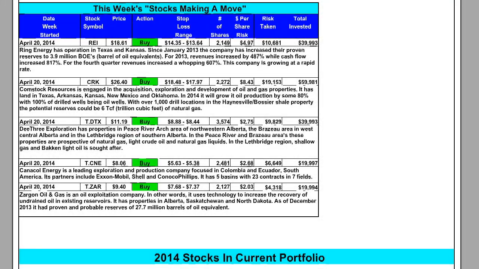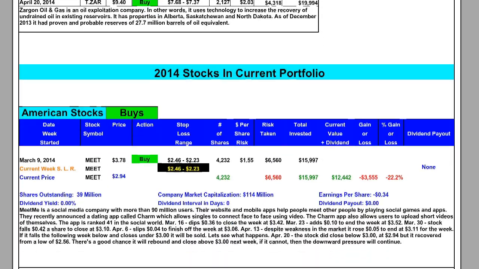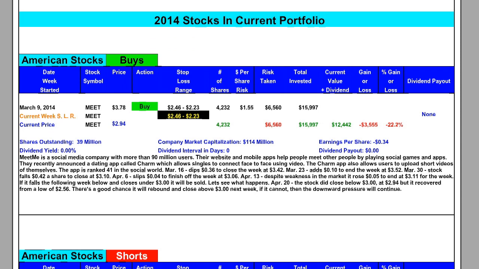Stocks in current portfolio show American and Canadian stocks, both buys and shorts. After a stock is in the Stocks Making a Move section, it will be added into this section in next week's newsletter. This section has 4 additional columns. The current value plus dividend column shows the current value of the stock, including the dividend.